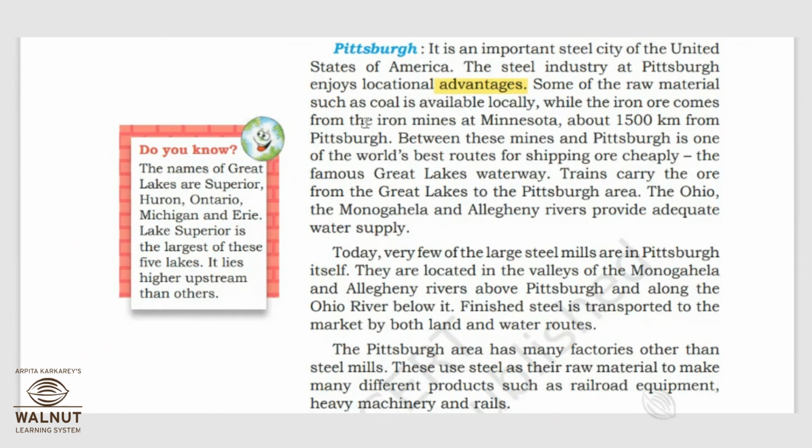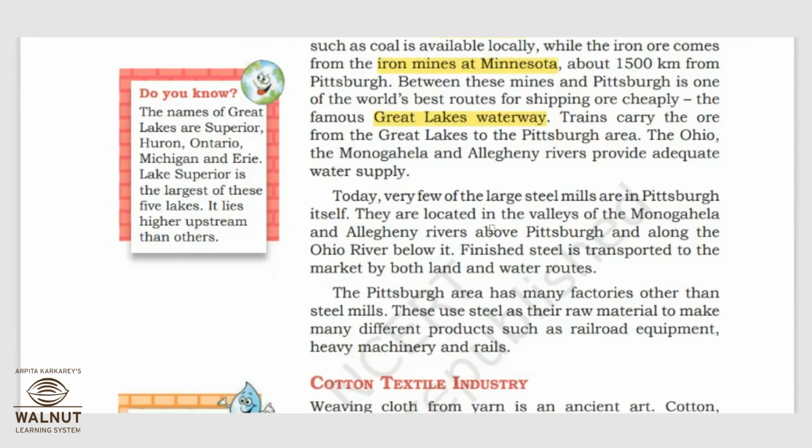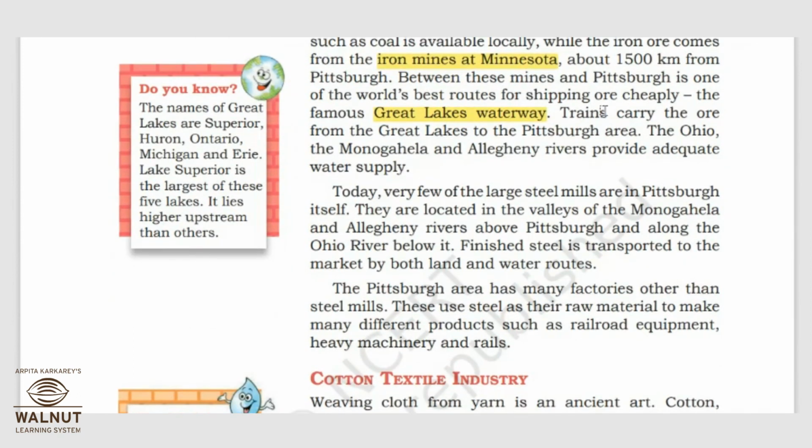Nice. So you have the advantage of iron mines at Minnesota. Then you have cheap water transport through the Great Lakes waterway, and railway transport also. Then the Monongahela and Allegheny rivers also provide an adequate water supply.